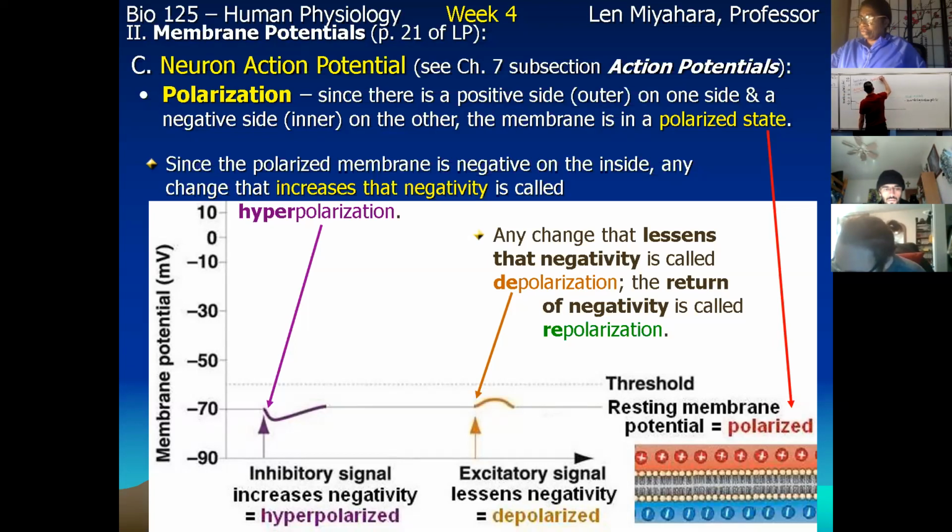Minus 70 is what? Polarized. Does everybody get those three terms? These terms must be as natural as breathing. Resting membrane potential is polarized. Why? Because across the membrane, there's a north pole different from a south pole.